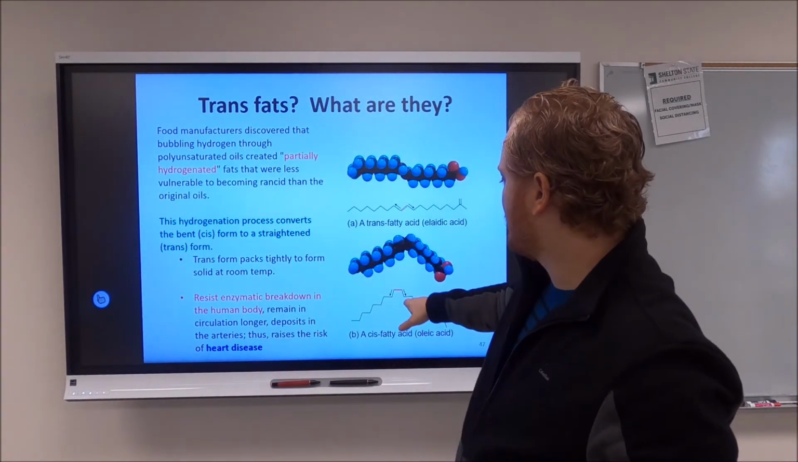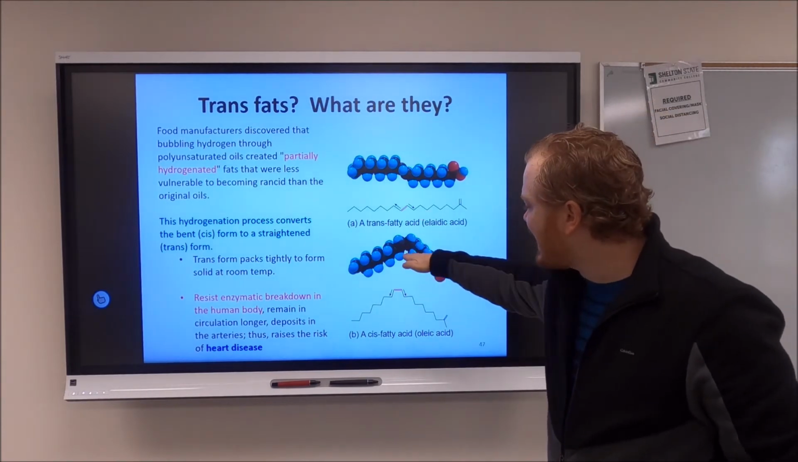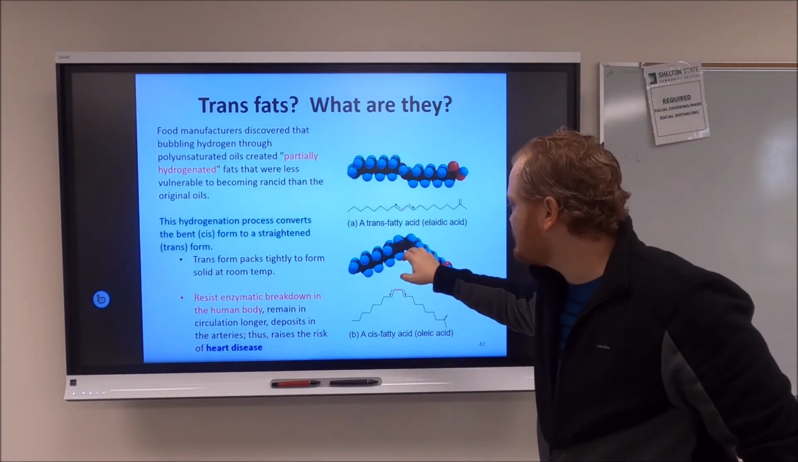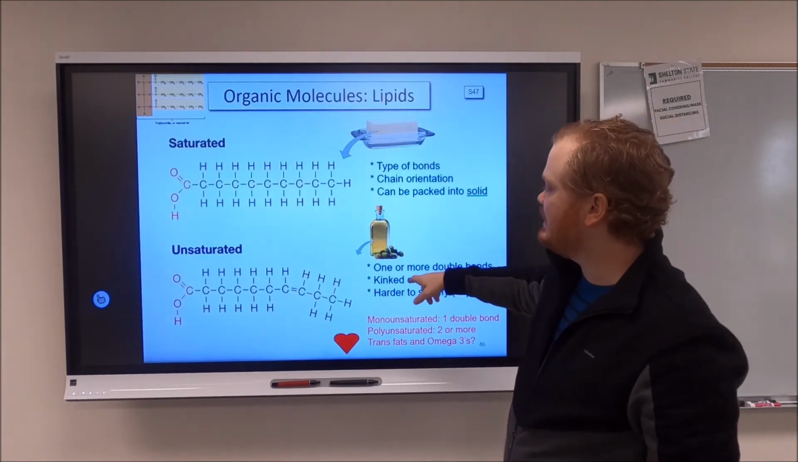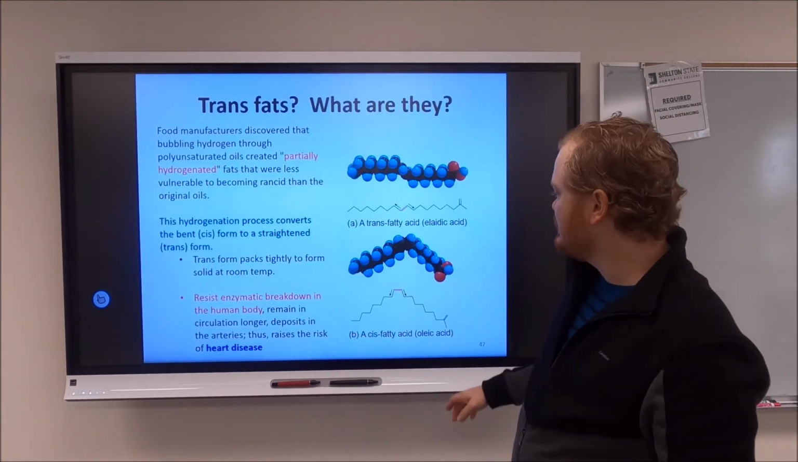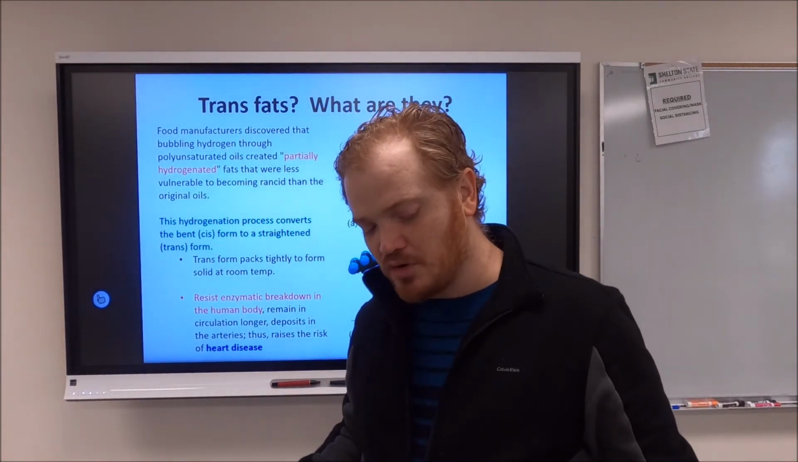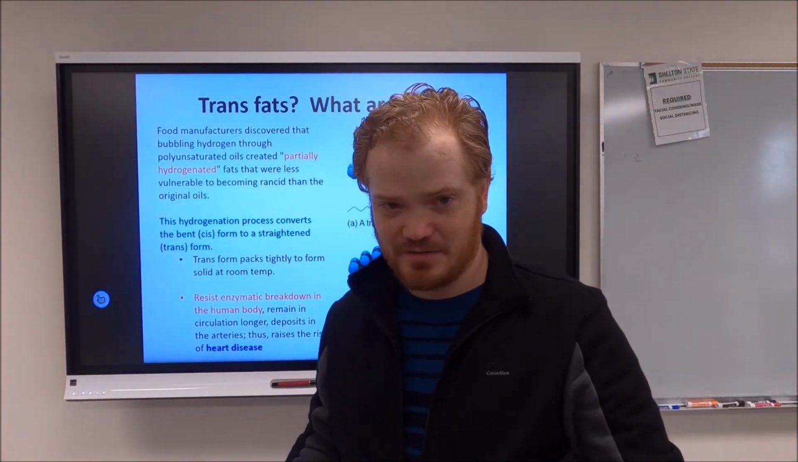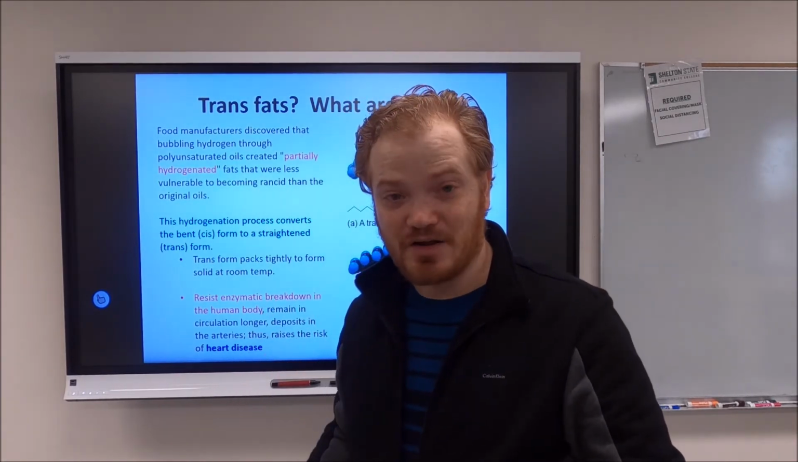So there are cis fatty acids. This is what they look like in nature. This is the natural form of a double bonded, kinked-tailed fatty acid chain. This would result in an unsaturated fatty acid. But what we can do is what we call partial hydrogenation. They can become partially hydrogenated.